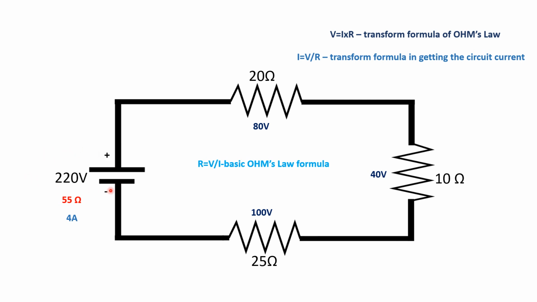So that's it. We have already found the resistance, the current, and the voltage of each resistor. That is Ohm's law with regards to a series circuit.